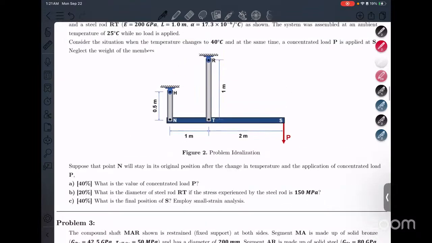So the first thing that we want to note is that it says suppose that pin N will stay in its original position after the change in temperature. The reason why this is important is we can use that as reference later. But for now, that's there muna.